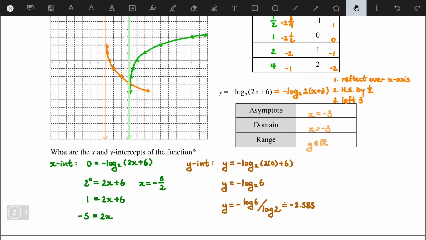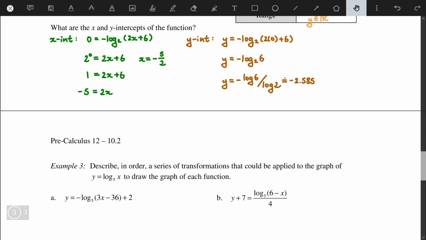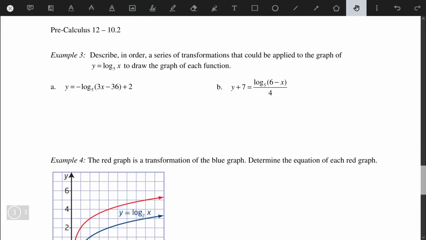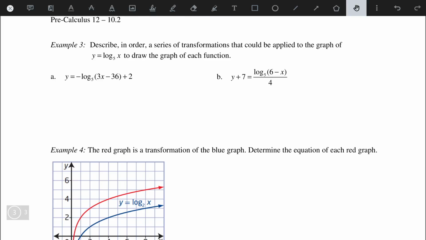Okay, so those are the examples where we applied transformations to logarithmic functions and plotted them. Next, we are going to be given some functions, and we just need to describe what the transformations are. And similar to the last unit with exponential functions, we're going to isolate the transformations that affect the y variable on one side and then the x variable on the other. Okay, so this is how it's going to look.